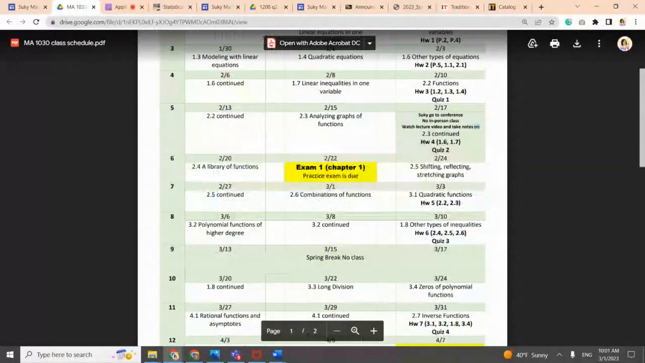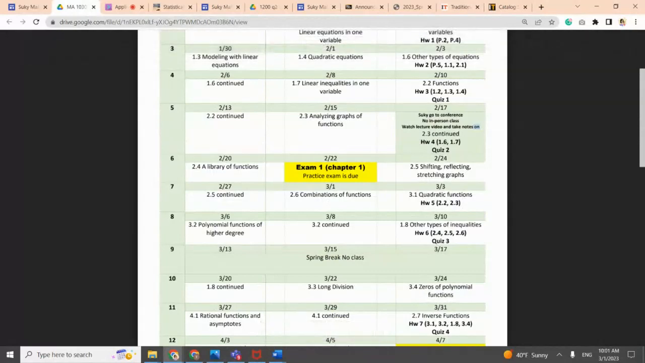Everyone, good morning. Today is March 1st. So today we will finish section 2.5 and we will start 2.6. I just printed out the 2.6 handouts.